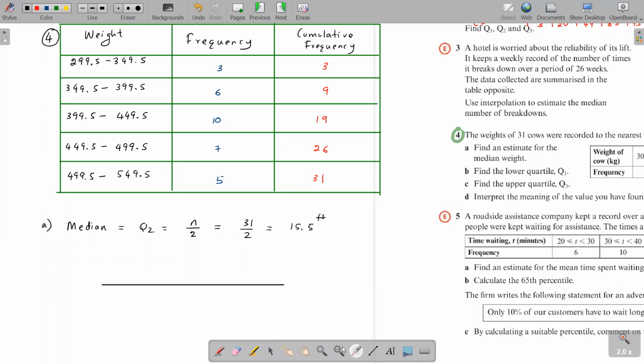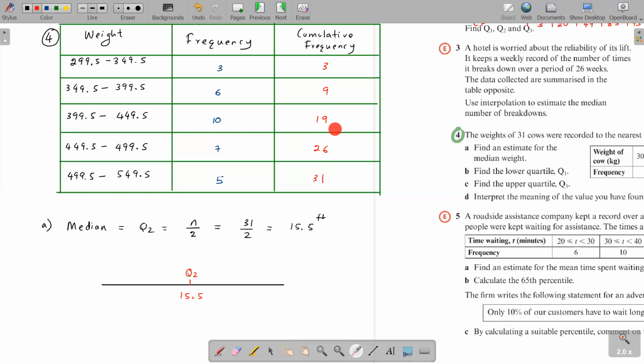So what's happening here is that your Q2, the median, is at the 15.5 position. Now, that position is coming in between which interval? You can check the position by checking the cumulative frequencies. So when you check the cumulative frequency, 3 has not passed 15.5, 9 has not passed it, but you can see 19 is the first cumulative frequency to pass 15.5.